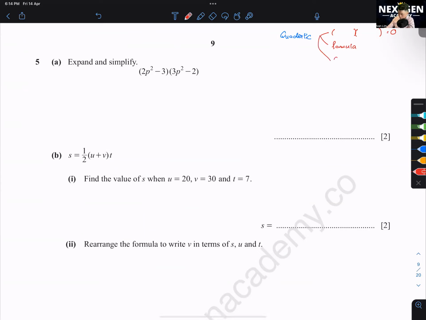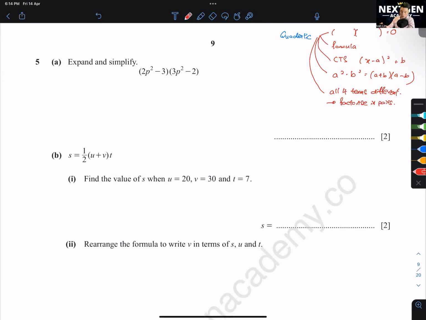Number 3, just now Newjo asked, completing the square. (x minus a) squared plus b. Then what else? Difference between 2 squares, a squared minus b squared equals (a plus b)(a minus b). Then got one more, if all 4 terms different, you factorize in pairs. We will see most of the cases in this question itself. If you don't know this one, go back to chapter 2. This is on your algebra.